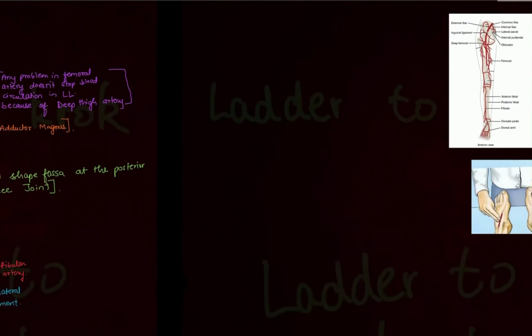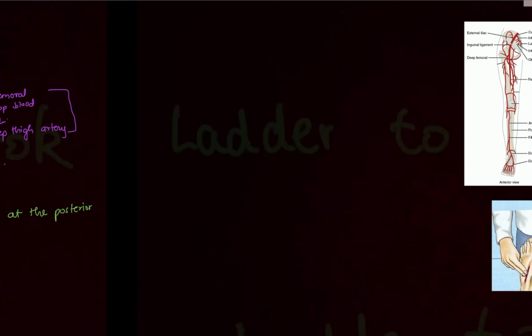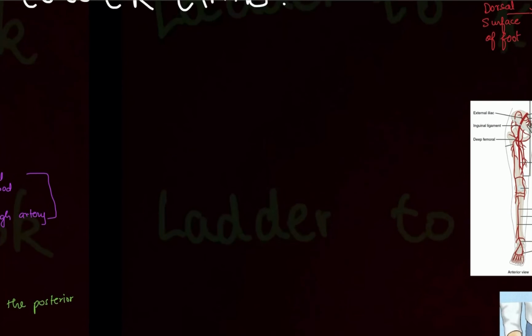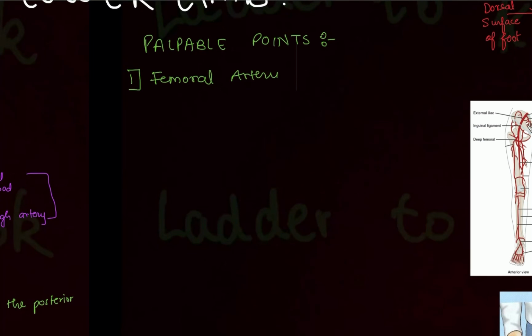Now there are some places where you can palpate a few of the arteries which I have mentioned here. So let's know about these. Write down the heading as palpable points. The first artery is the femoral artery. What is it? Femoral artery.